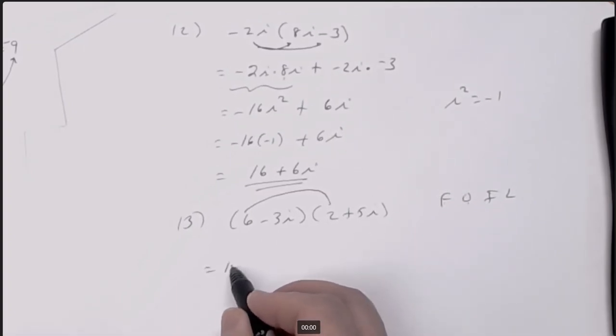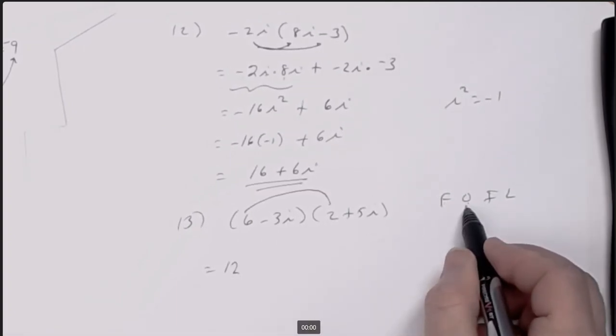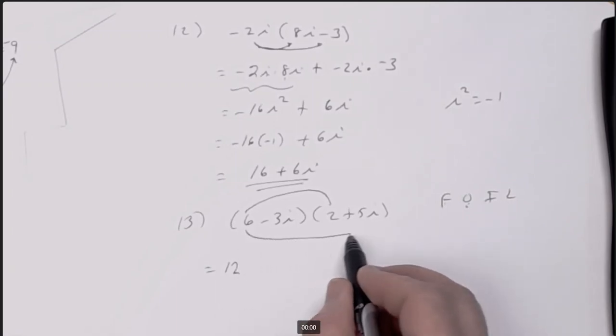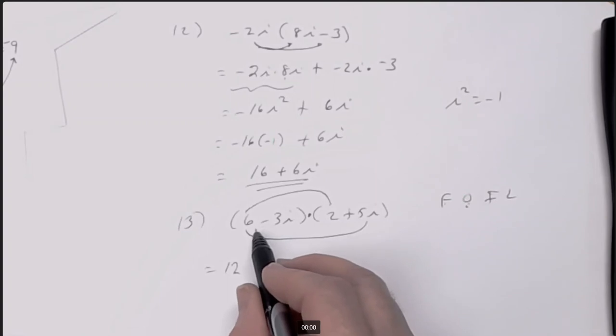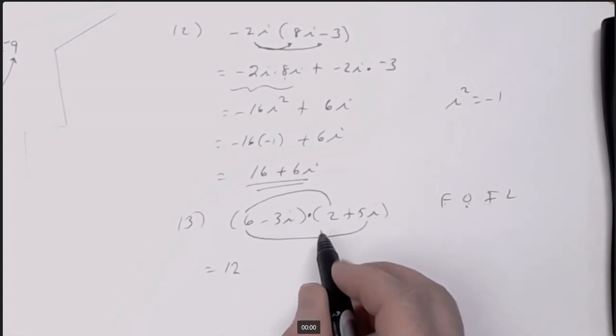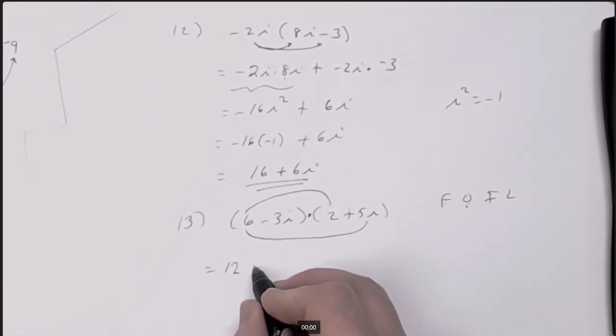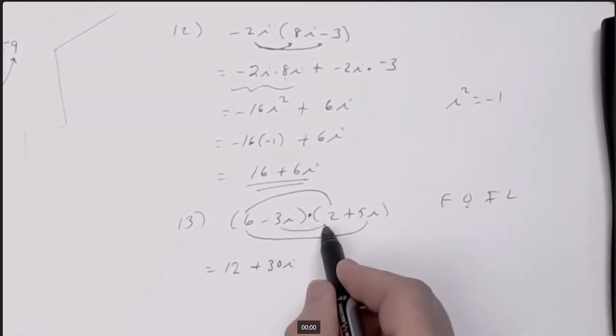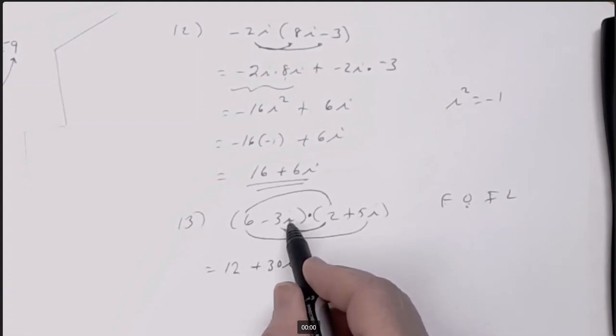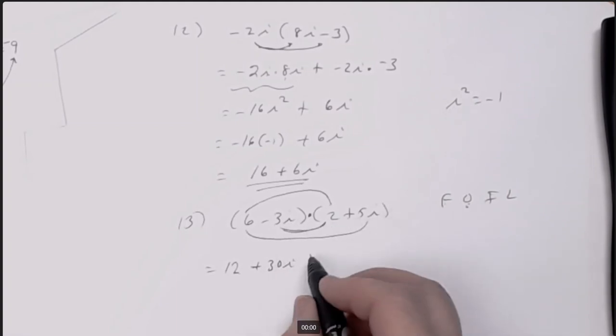6 times 5i is 30i. Inner means the terms on the inside. A negative 3i times 2 is negative 6i. And the last means the last terms of each binomial.